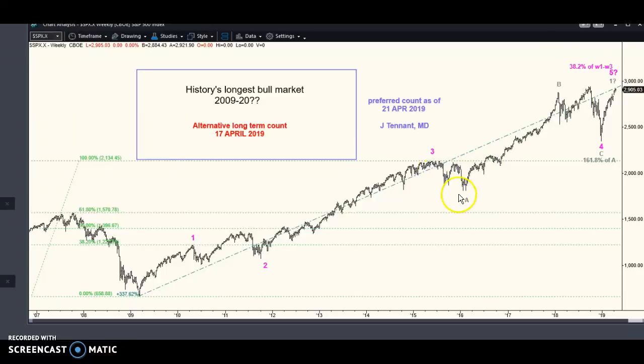I'm also going to have to say this count is dependent upon this rally being counted as a 3-wave and not a 5-wave structure, which is what I've been saying for over 3 years. Let's go over the Fibonacci relationships between wave C internally and how they relate to the fibs of A.